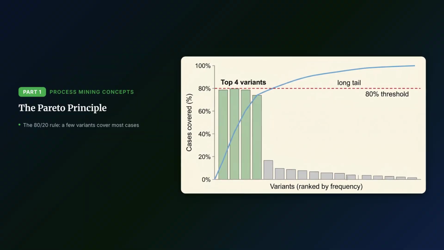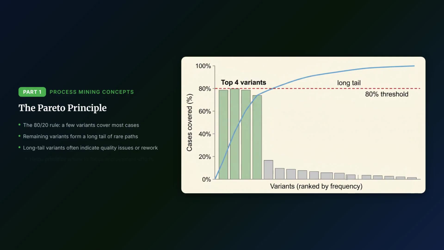The Pareto principle, the 80-20 rule, shows up strongly in process mining. Typically, a small number of variants account for the vast majority of cases. The remaining variants form a long tail of rare, often problematic paths. This concentration tells us where to focus standardization efforts.